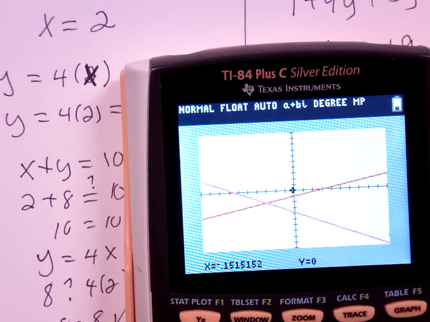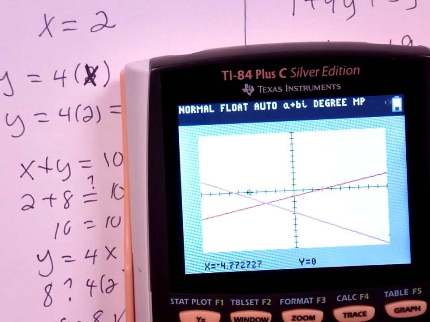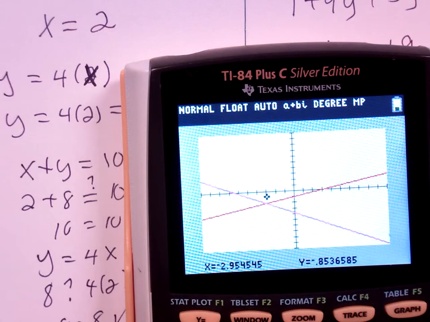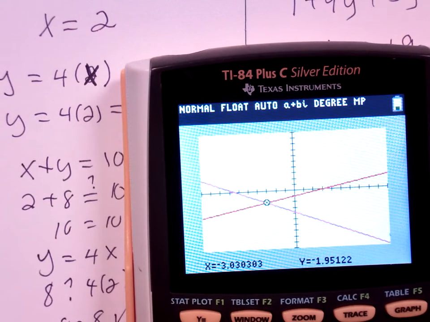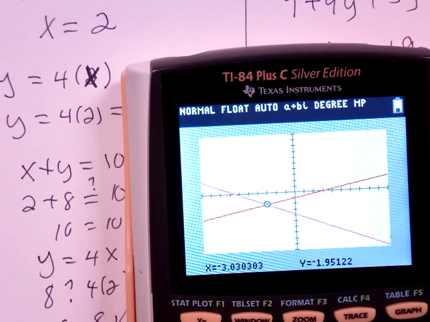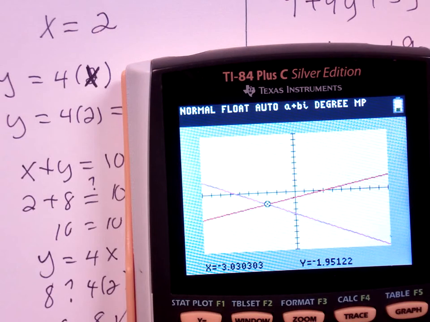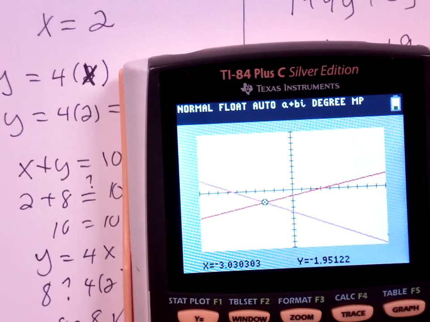And now I come across and down. I'm going to try to get as close to that intersection as possible. And it's negative 3, negative 1.95. That's close to negative 3, negative 2. So it looks like I am correct. Cool.